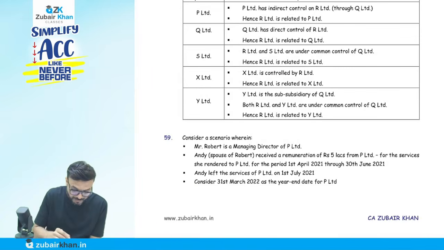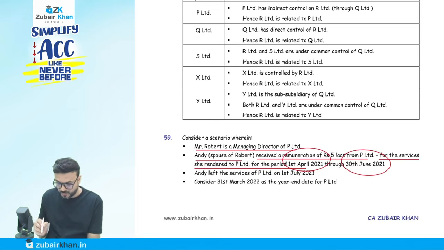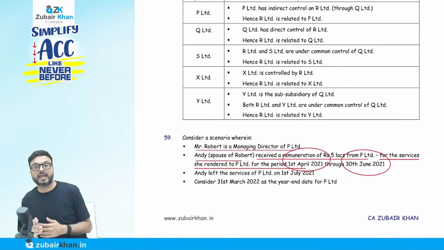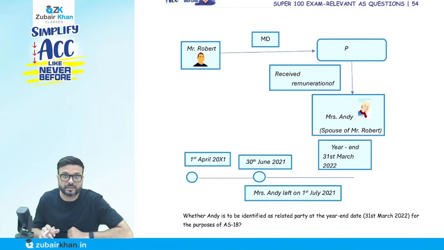Now they say question 59. Mr. Robert is the managing director of P Limited. Andy, spouse of Robert, received a remuneration of ₹5 lakh from P Limited for the service she rendered to P Limited for the period from 1st April 21 to 30th June 21. Andy left the service of P Limited on 1st July 21. Consider 31st March as the year end date for P Limited. Understand that Mr. Robert is the MD of P Limited, and it means Mr. Robert is a key management person.